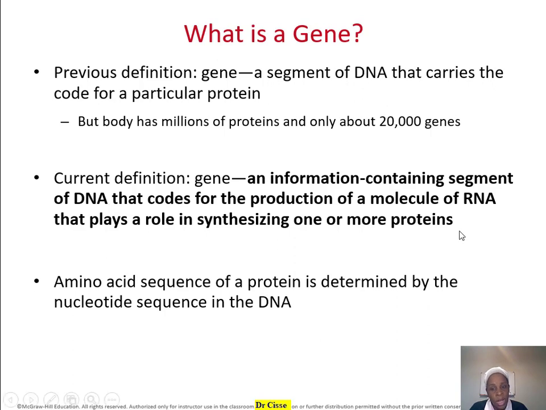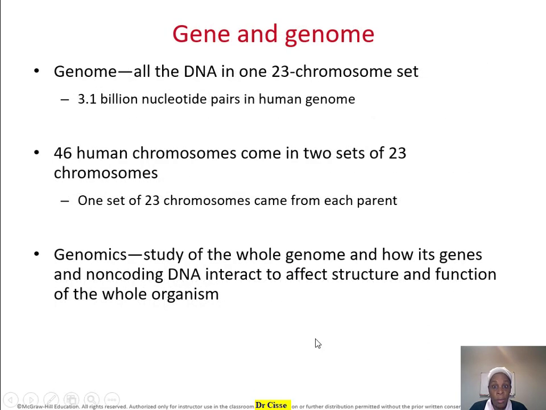That codes for a production of a molecule of RNA, remember mRNA, that plays a role in the synthesis of one or more protein. Okay? So amino acids are the building blocks of protein. So the tRNA has to bring the amino acid to come together. What is the genome? All the DNA. We have 46 human chromosomes.